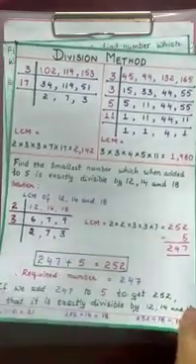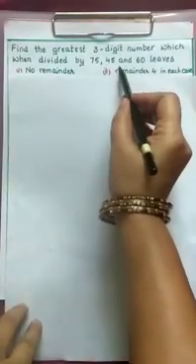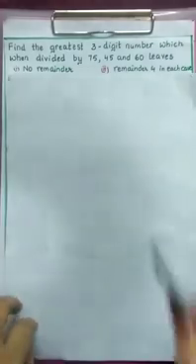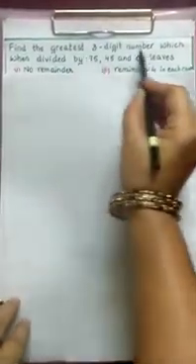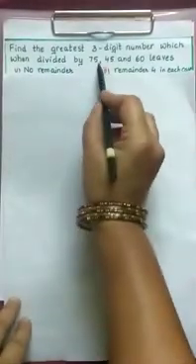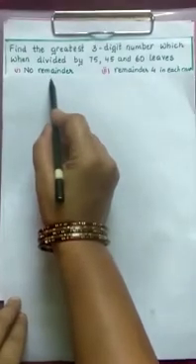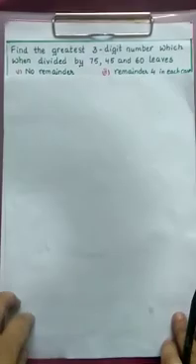Now, let us see one more problem. Find the greatest 3-digit number which when divided by 75, 45 and 60 leaves no remainder and remainder 4 in each case. Again the same model here. You have to find a number that divided by each of these numbers leaves in the first case no remainder, and in the second case leaves remainder 4 in each case.